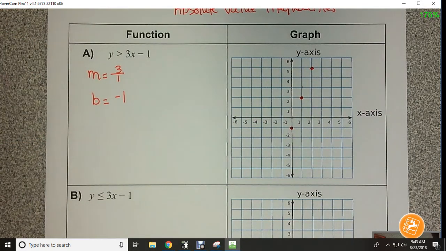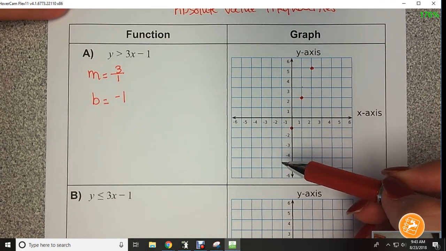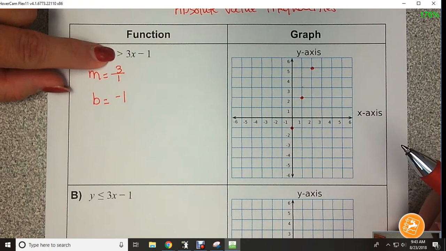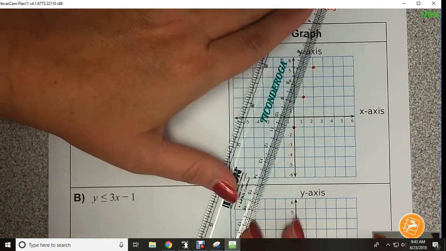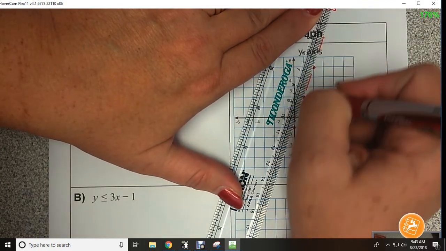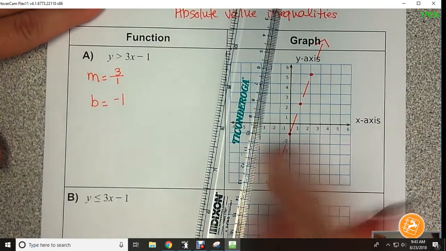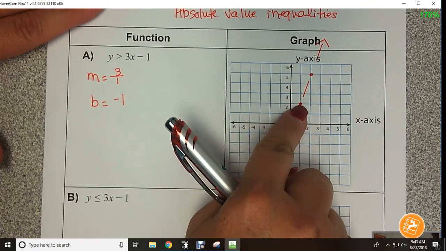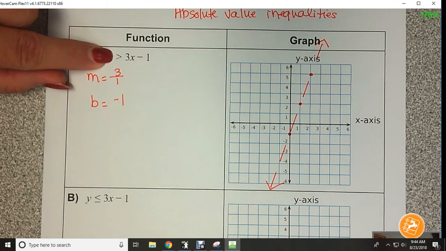But here's where it's different. You don't always just put your ruler up and draw a solid line. This one is only greater than, it is not greater than or equal to, so it's not a solid line. It is a dotted line. What that means is that points on this line, if you plug those ordered pairs in, won't make a true statement. So where are my solutions? That's what we've got to figure out with this inequality.